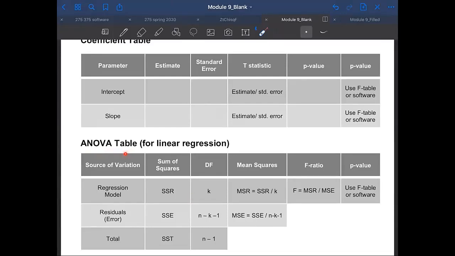Do you remember we also learned about another Anova table last week? It's also called an Anova table, but that Anova table is different from this one. As you can see, I put this one here for linear regression. The previous Anova table we discussed was for comparing multiple population averages.